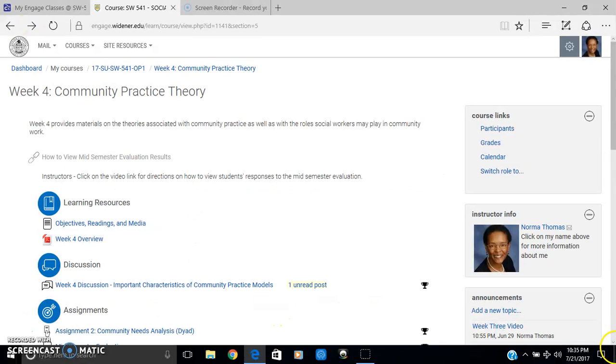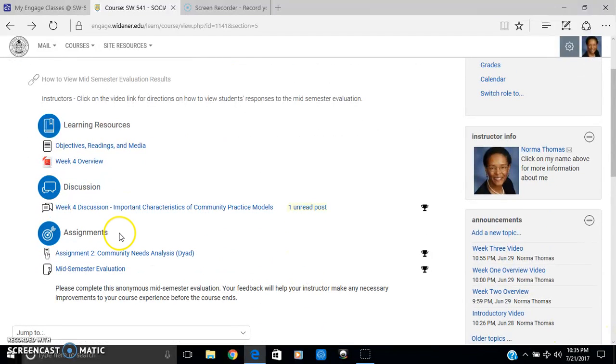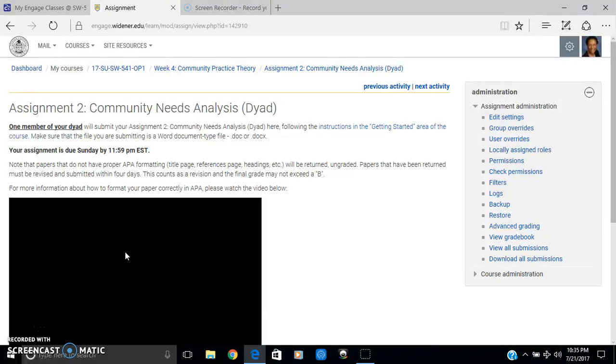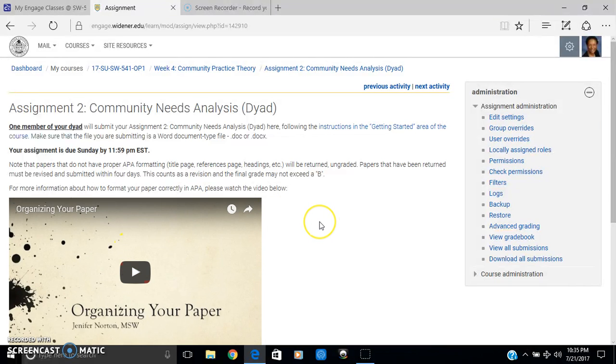In addition, there's a written assignment for this week. This written assignment is to be done with your partner that's been assigned to you for that final group assignment. So one member of your dyad will submit your assignment to the community needs analysis and follow the instructions in the getting started area of the course. It needs to be a Word file, not a PDF, a Word file.